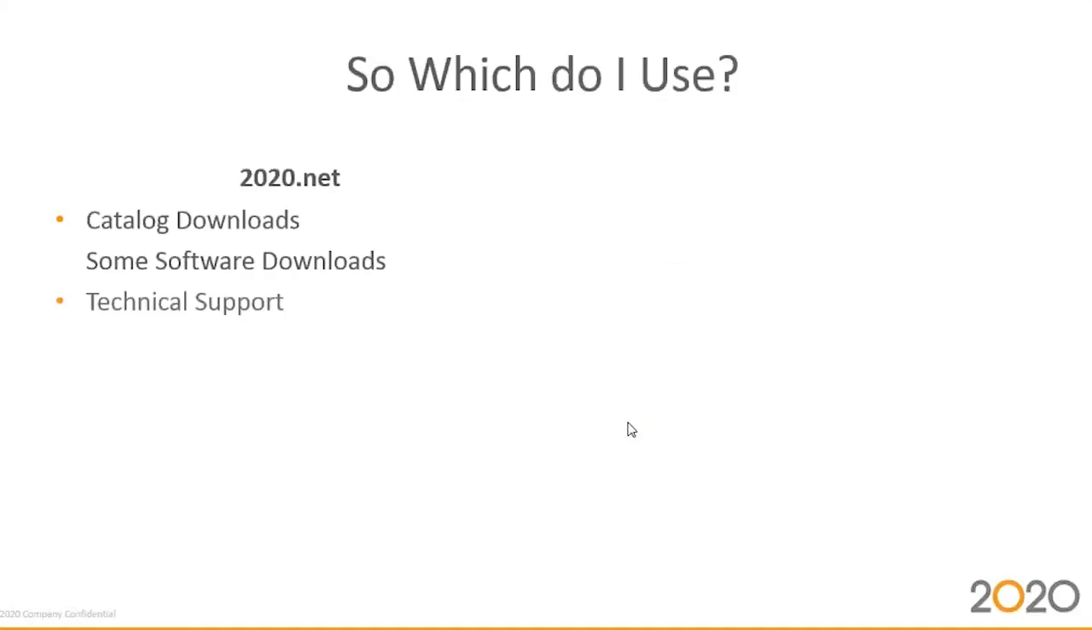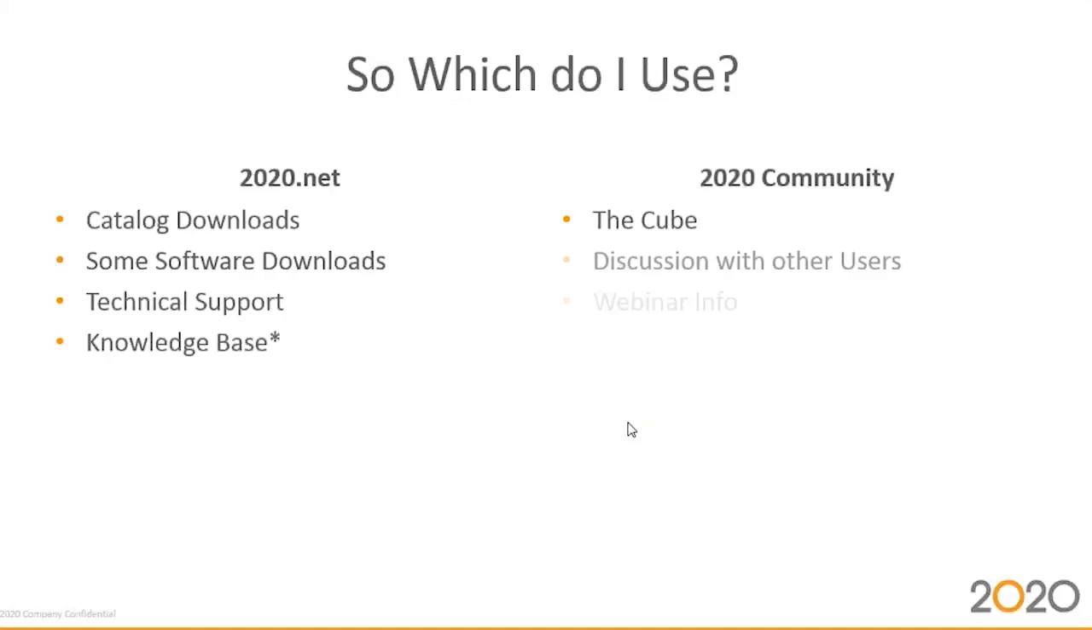Just to follow up, which one should you use? You should use 2020.net if you're looking for catalog downloads, software downloads, technical support, and right now we have a knowledge base on 2020. That knowledge base is likely to move to the cube in the future.